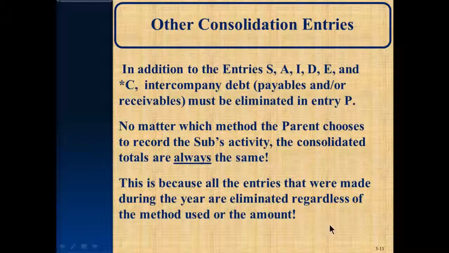Okay? Now, here's the point about the investment account. No matter which of your three methods, which were full equity, partial equity, or initial value, no matter which method the parent chooses, the consolidated totals are all the same. What is the consolidated total? Well, you should know by now, because you've heard me say it. The consolidated total of the investment in subsidiary account is zero. Okay, so you're going to get to the same answer regardless.